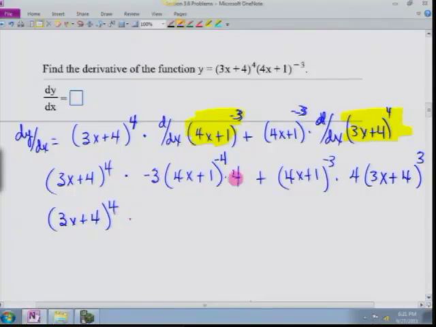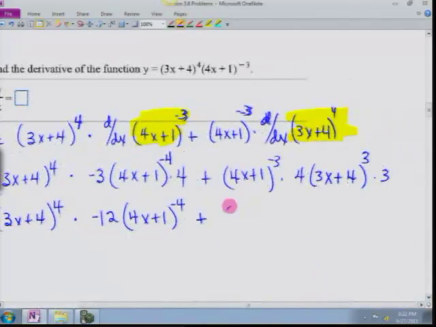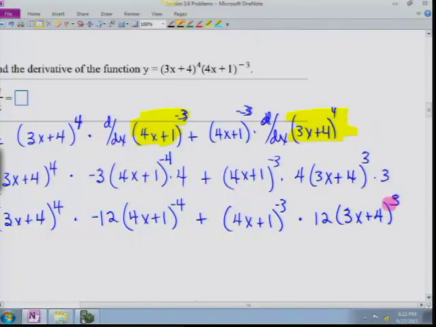What can I do with this? Negative 12 times that. Okay. And then I've got this. And 12. I feel confident that you will catch me if I make a mistake.